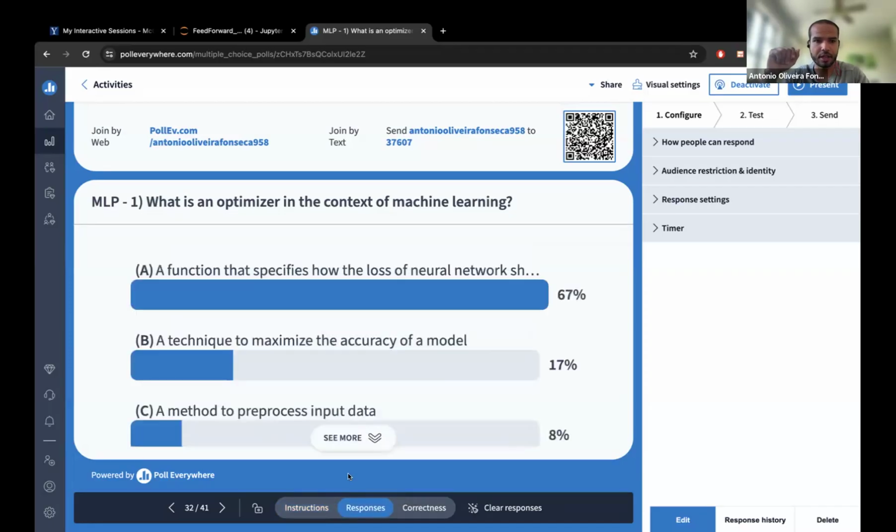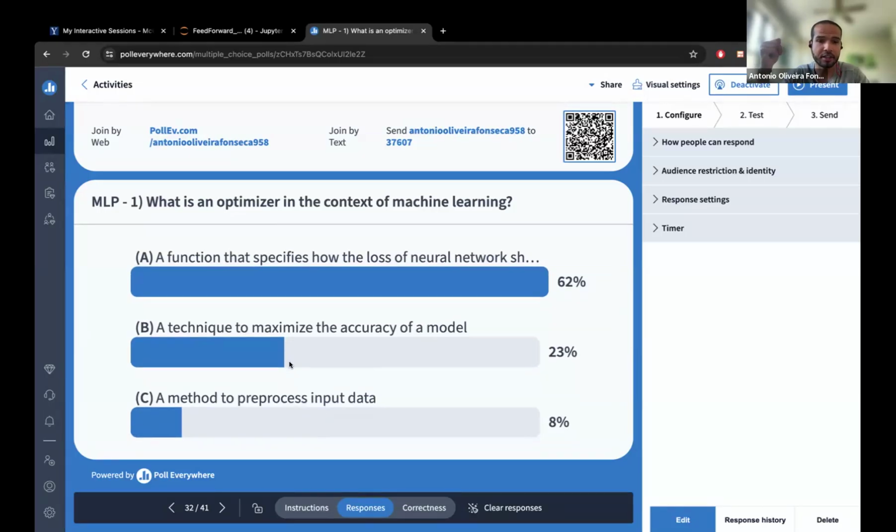Most people said that it is a function that specifies how the loss of a neural network should be minimized. Something like that. Was that what it was saying? Yeah, great. That sounds like a good answer. Let's see the other ones. B, a technique to maximize the accuracy of a model. That also has a little bit of truth to it, although it's not just the accuracy. You could be trying to minimize some other metric. But by all means, B could also be correct.